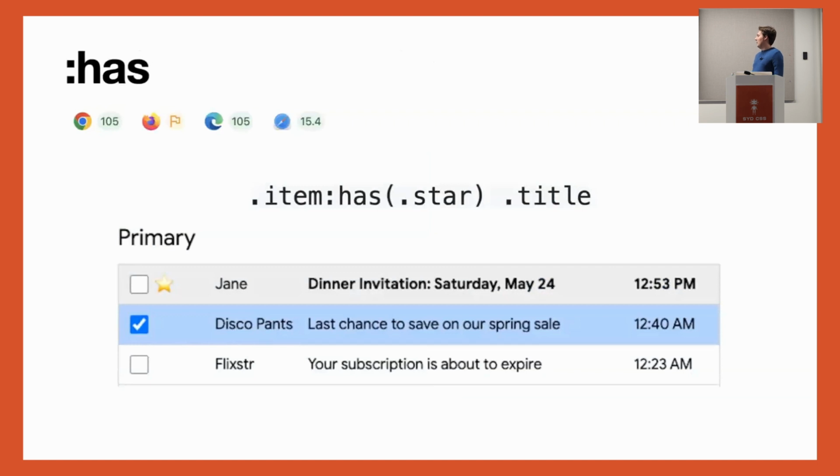We've also got :has. So this is a really cool way of being able to style something in a parent based on a child element. So you can see here that we're able to apply a background color based on whether this item has the star class or not.